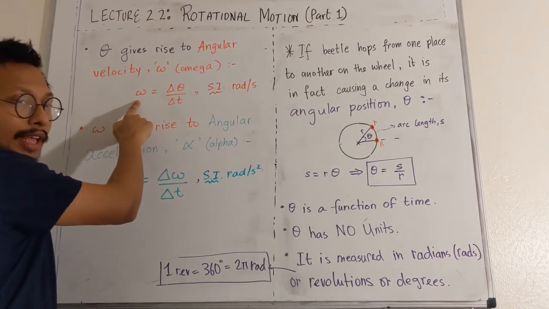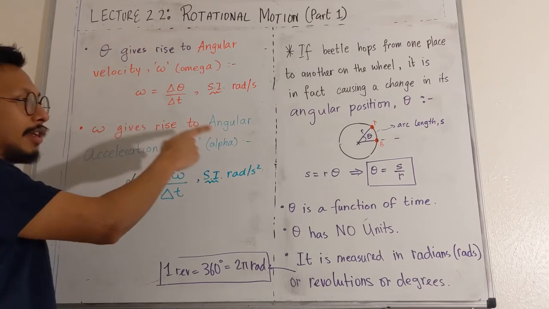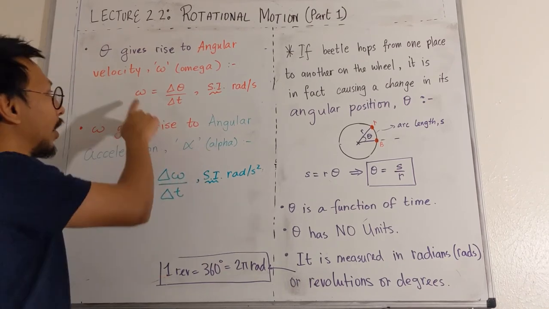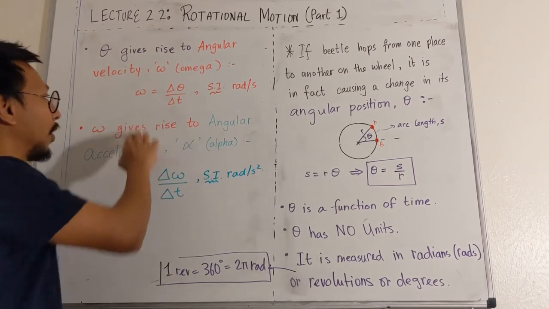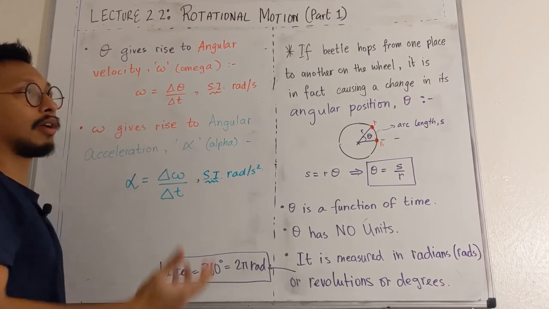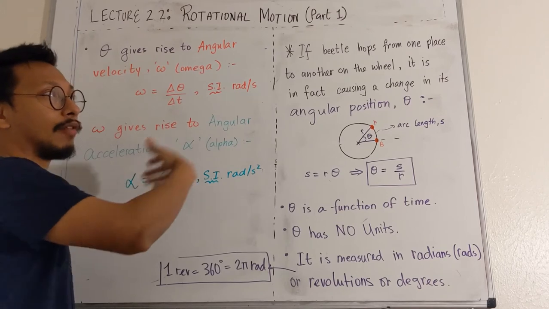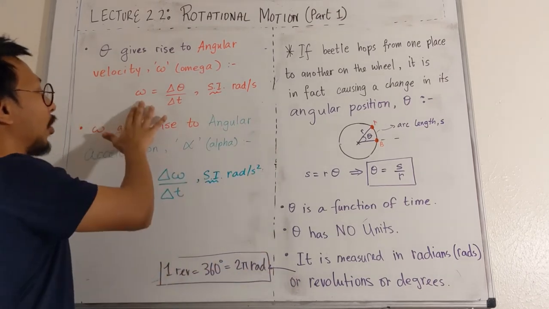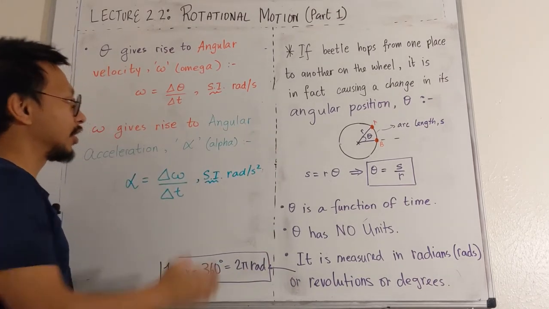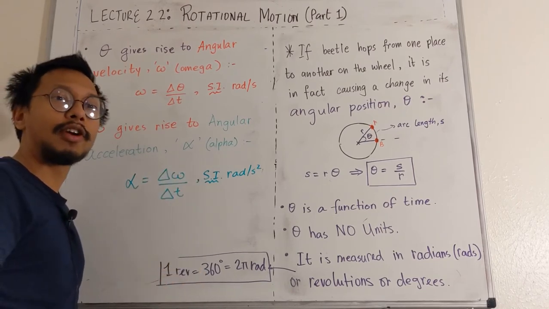Now omega, the angular velocity, gives rise to angular acceleration when omega isn't constant. When omega changes, like when velocity changed in linear motion, we gave rise to an acceleration. When angular velocity changes, we give rise to an angular acceleration.